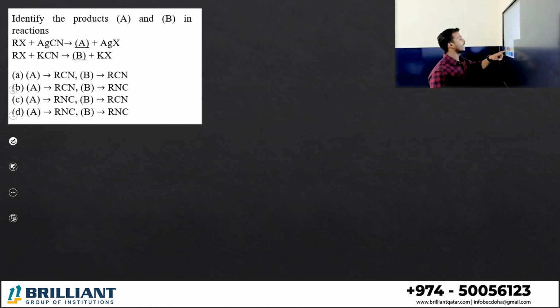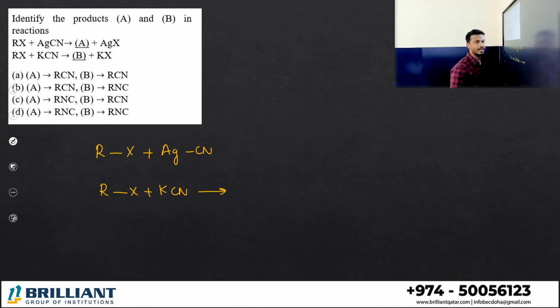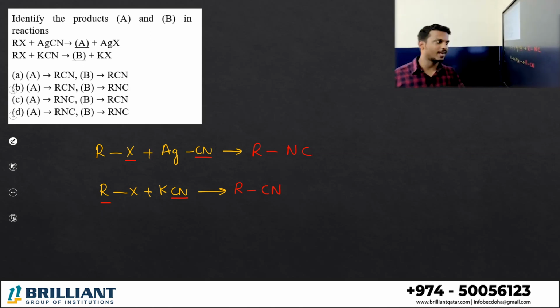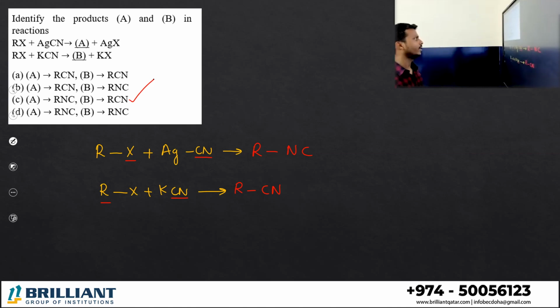Identify the products A and B in the following reaction. A haloalkane is given with silver cyanide. A haloalkane is given with potassium cyanide. We studied that when a haloalkane is treated with potassium cyanide, you will get alkyl cyanide. When you treat it with AgCN, we will get isocyanide. Yes or no? When you treat it with KCN, the product is cyanide. When you treat it with AgCN, the product is isocyanide. So what is the answer? First is isocyanide, second one is cyanide. Option C. Isocyanide, correct, right?